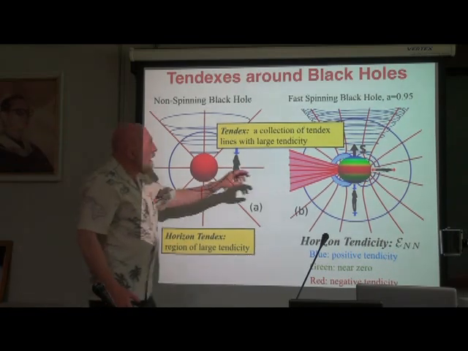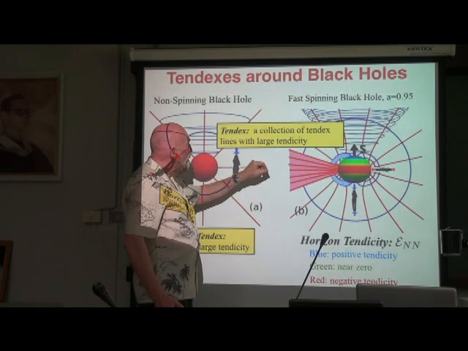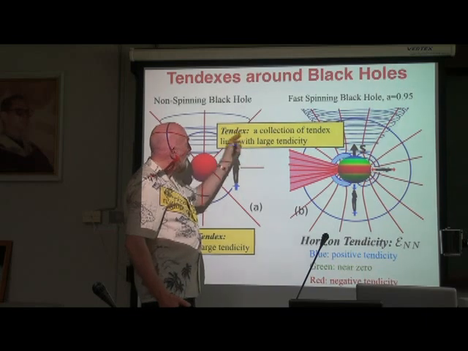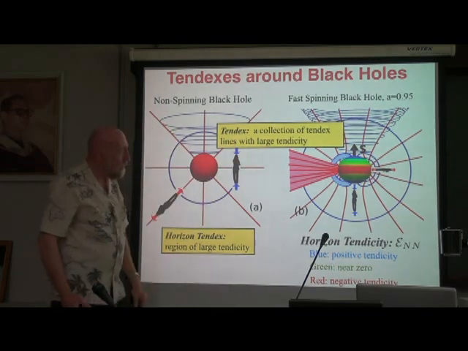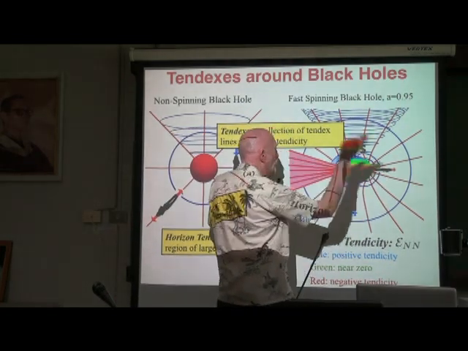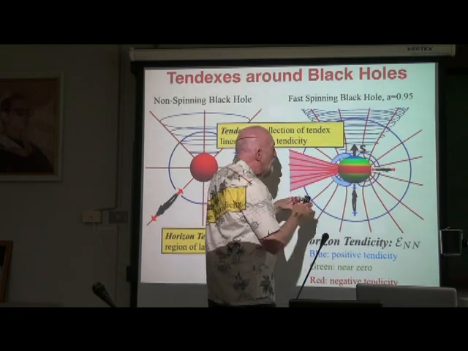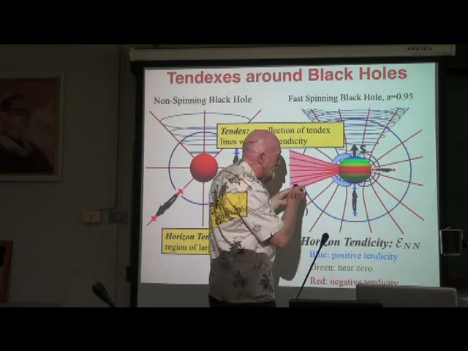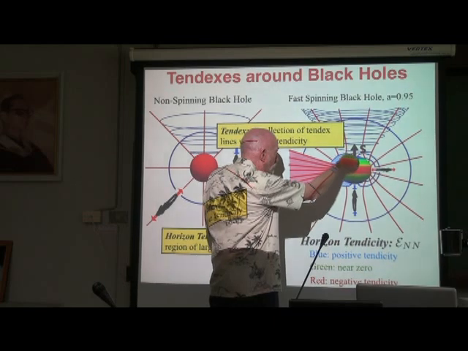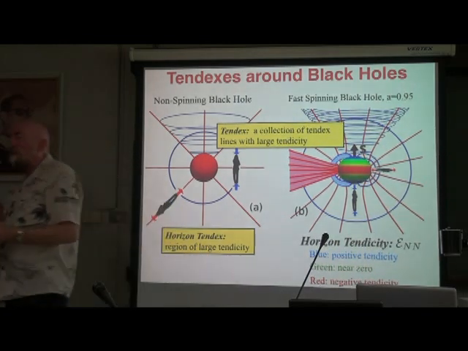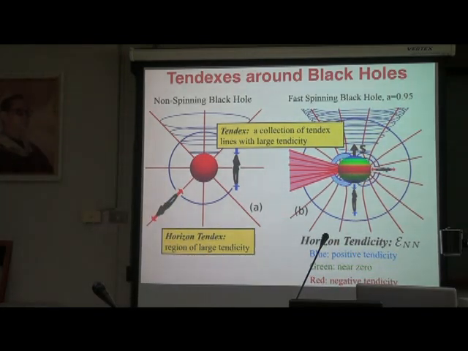And a collection of tendex lines with large tendicity, we call a tendex. It's a three-dimensional tendex. So there's a three-dimensional tendex that comes out in the shape of a fan around a spinning black hole. And there is a three-dimensional tendex, with large tendicity, that comes out of the north pole and swings around into the south pole. And these tendexes are very important. That's where the energy associated with the spin is, where you have large tendicity.